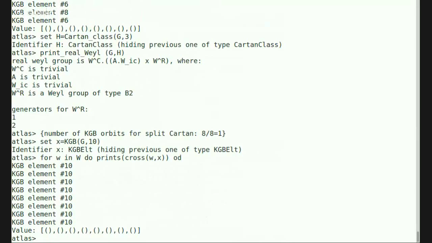All right. Well, I think that's a good place to stop. Let me see if there are any questions. Nope. And so that's kind of an overview of KGB and specifically how it applies to discrete series representations.